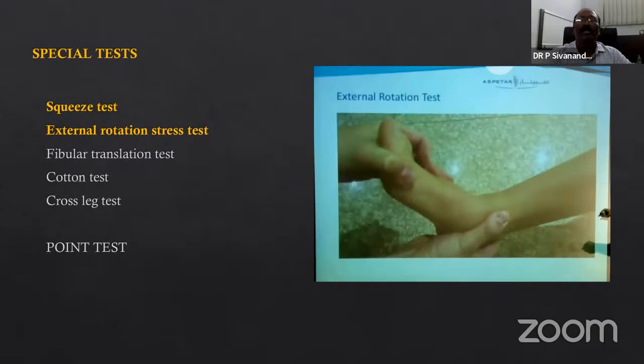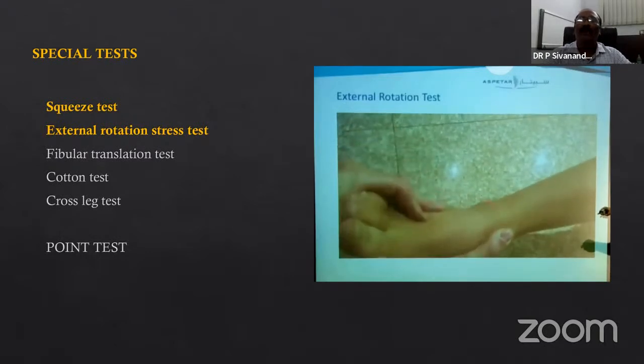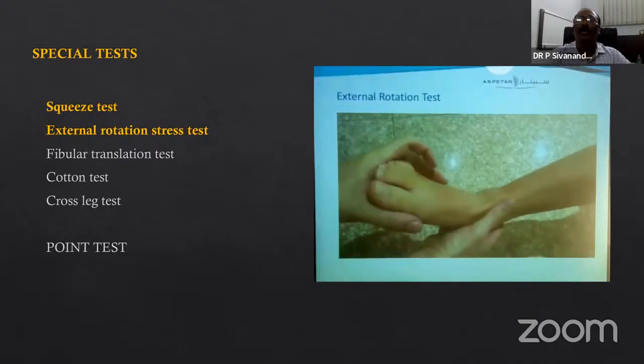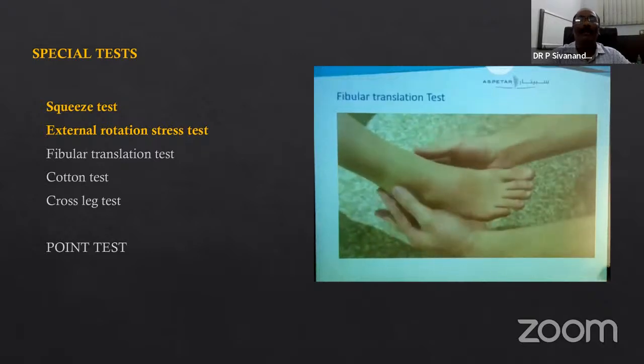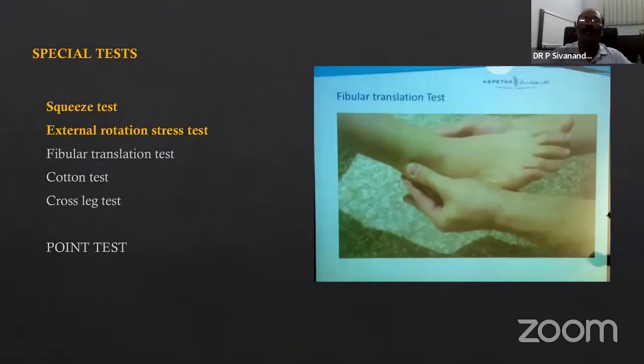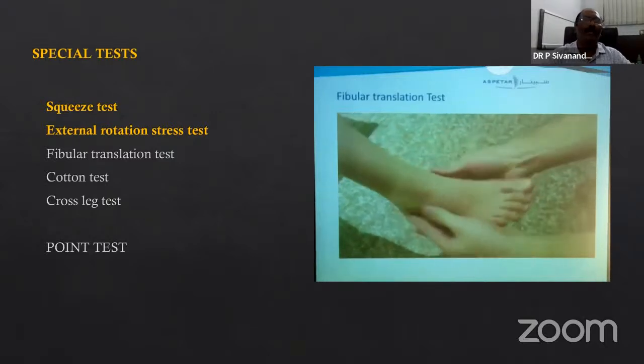And this is the axial rotation test. Once you hold it and do the axial rotation, if there is abnormal movement, the patient will tell you of pain in that particular anterior inferior tibiofibular area. And this is the fibular translation test. You hold the ankle and you hold the fibula and you do the movement.